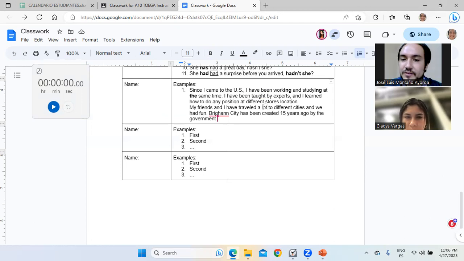My friends and I have traveled a lot to different cities, and this is the optional comma that we mentioned, but it's always a good idea to use it because it's a new idea, even though it's the same subject, and we had fun, right? Here you have this one. Beacon City has been created 15 years ago by the government, and that's it. Okay, those are my only details over there.